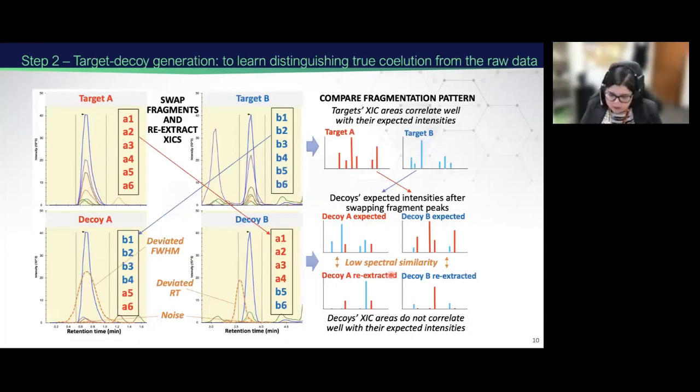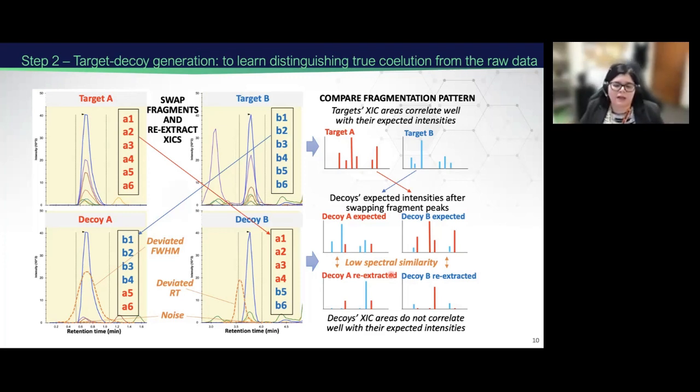Then we take the high quality ones of these deconvoluted peaks or peak groups. And then we perform the decoy generation. For the decoy generation, basically, we sort this list of high quality precursors to pair two of the targets using different criteria.